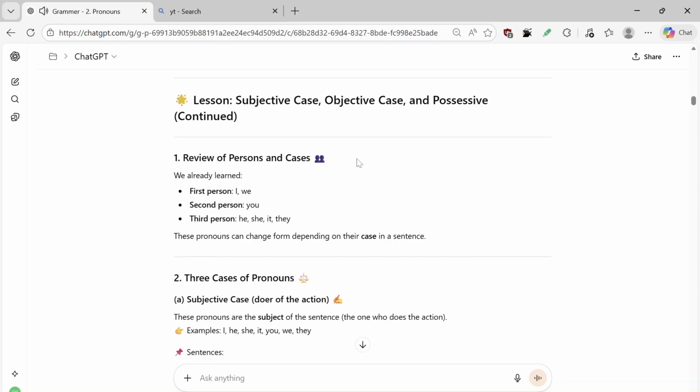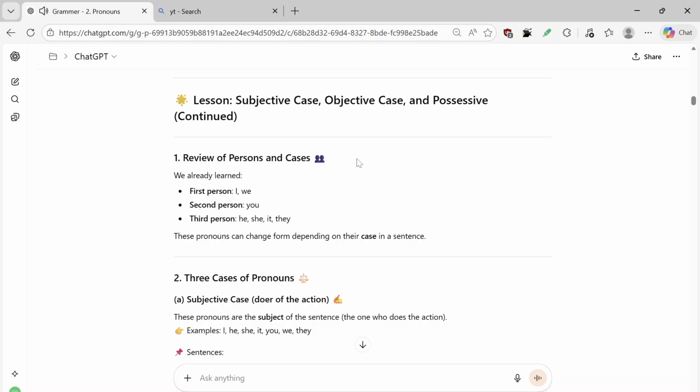Lesson: subjective case, objective case, and possessive, continued. 1. Review of persons and cases we already learned. First person: I, we. Second person: you. Third person: he, she, it, they. These pronouns can change form depending on their case in a sentence.